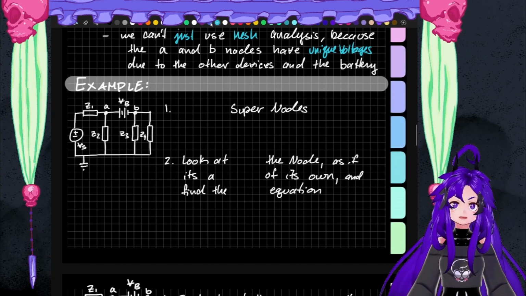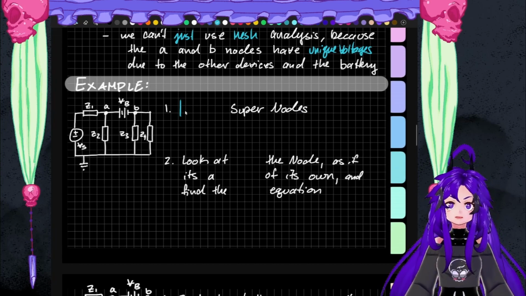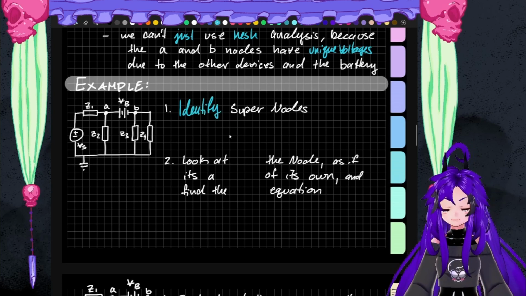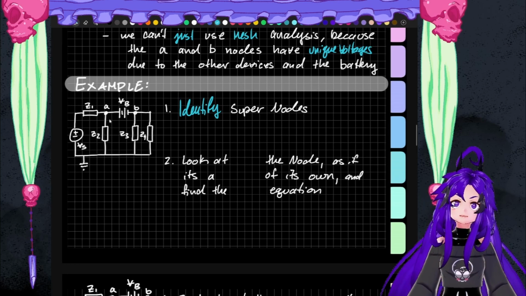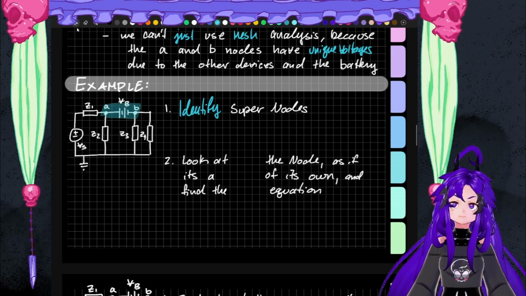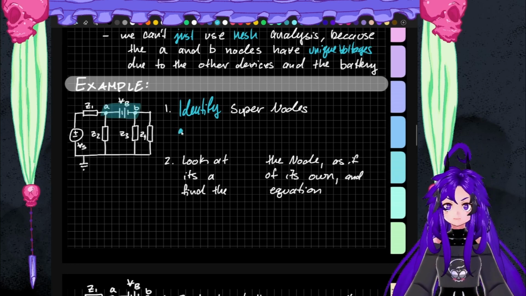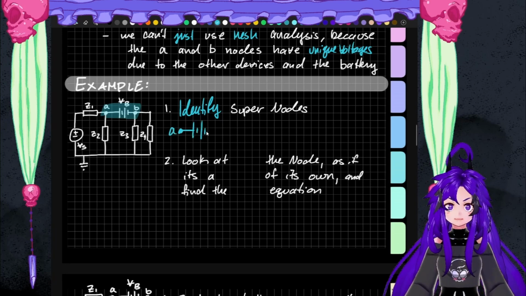So the first thing we have to do is identify the supernodes. And we did, right? It's here. It's going to be A, and this battery, and B. And this is V battery. Right, capital B is for battery.